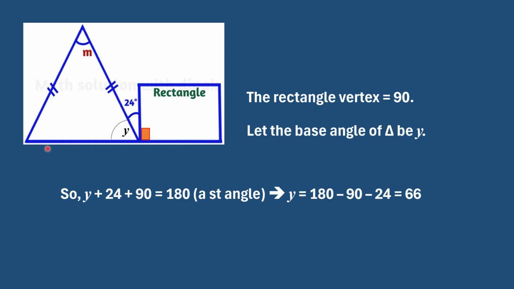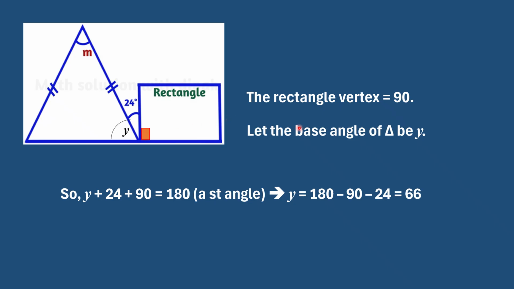And since they lie on the same straight line, that's what we said, it is very important. Since they all lie on the same straight line, the total should be 180 degrees. Straight angle: y plus 24 plus this 90. 90 for the rectangle, 24 given, and y, the base angle of this triangle. If you add all, you will get a straight angle, because this is a straight line, that should be 180.